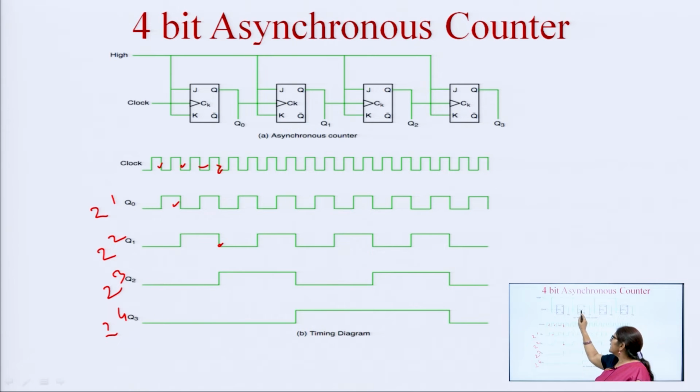This Q is connected to the clock of the second flip flop. Here JK flip flops are used, but they are connected in the form of T flip flops. Basically J and K are both connected together and kept at high input, so they are converted into T type flip flops.